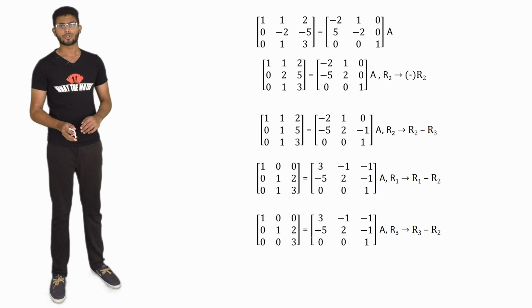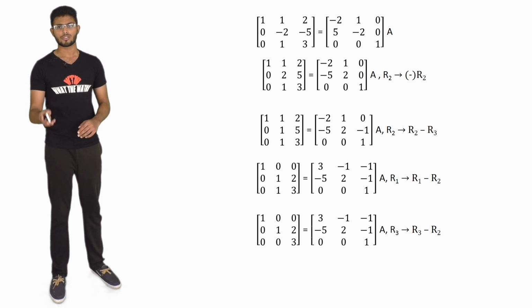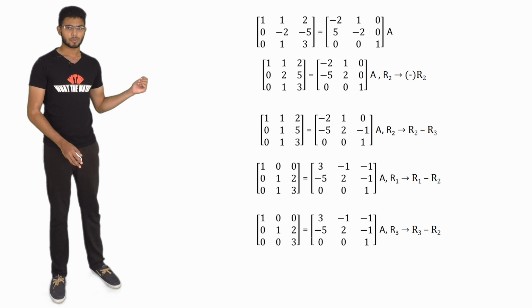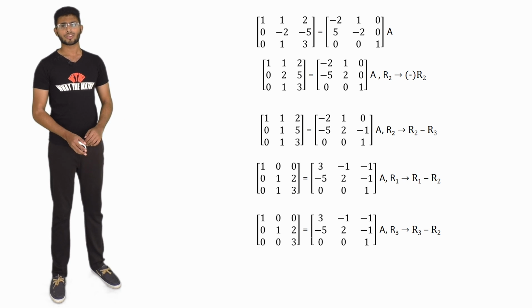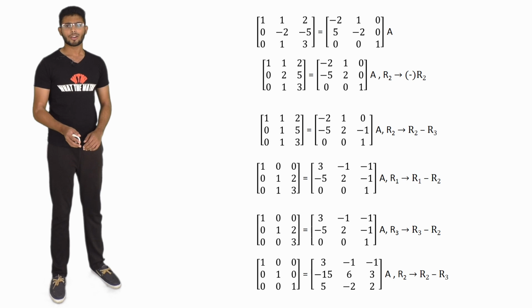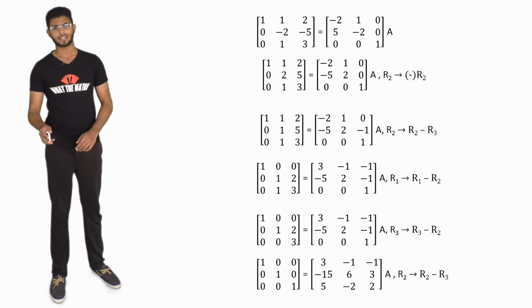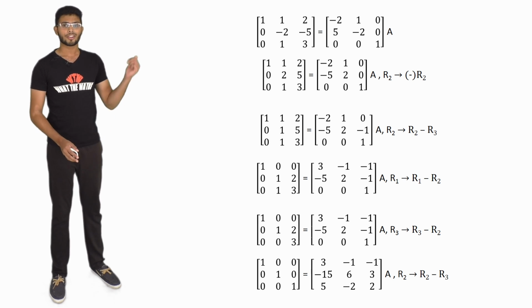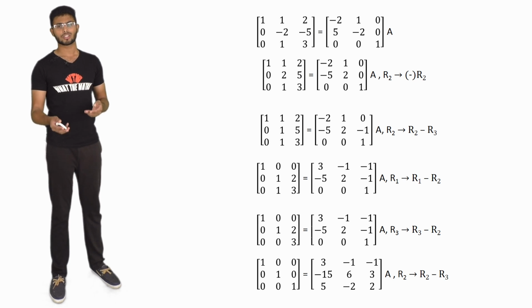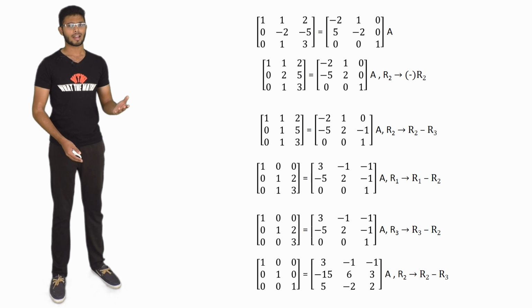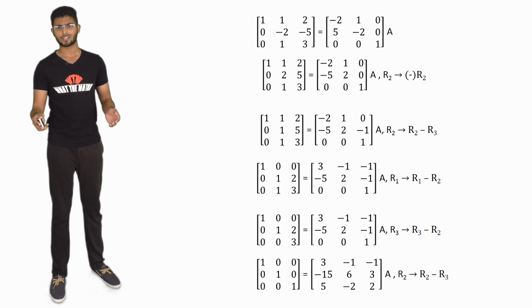So next we're going to do R3 is equal to R3 minus R2. Once you've done that, you're going to get this matrix over here which has 1 0 0, 0 1 2, and 0 0 and 3. Next we're going to do R2 implies R2 minus R3. Once you've done that, you're going to get 1 0 0, 0 1 0, and 0 0 1, which is your identity matrix. Seeing that we got our identity matrix on our LHS, we're going to have the inverse matrix on the RHS.